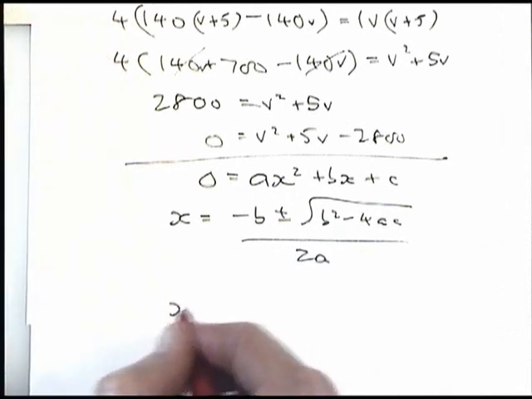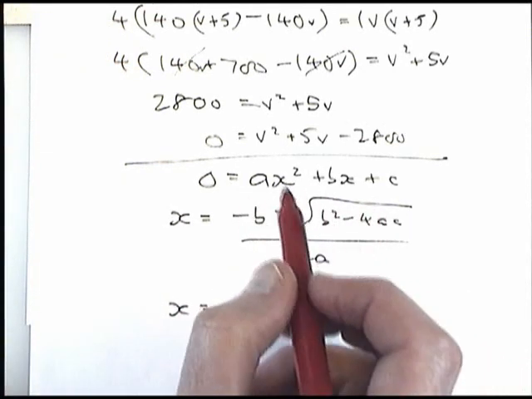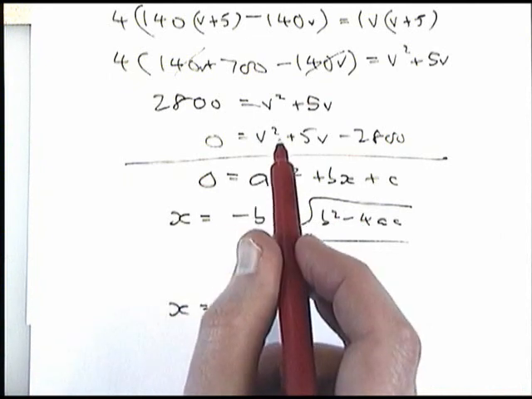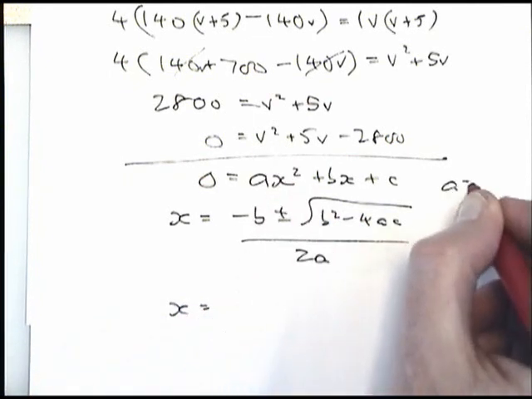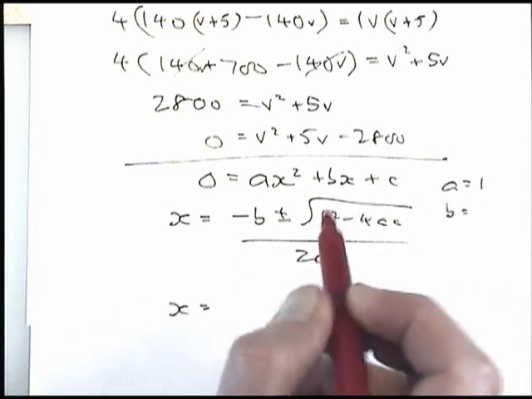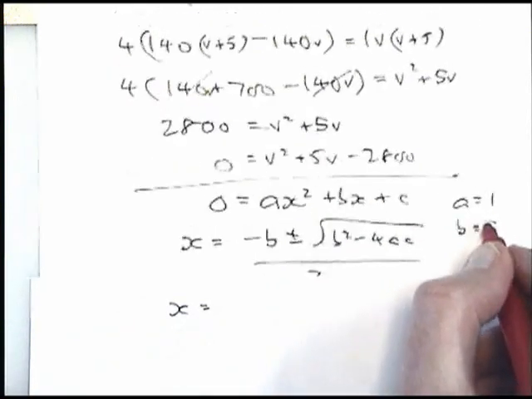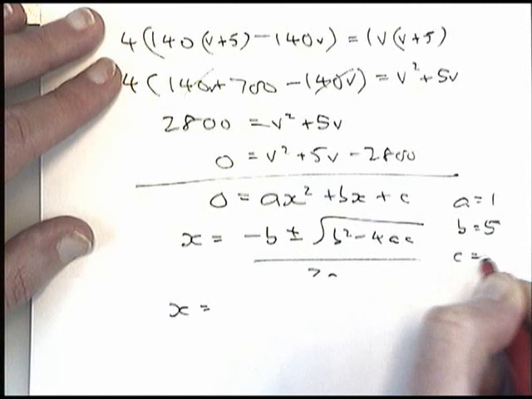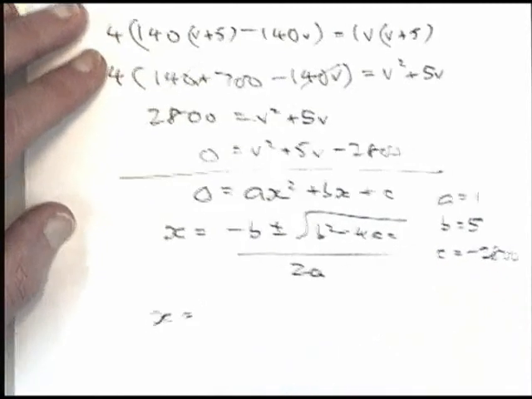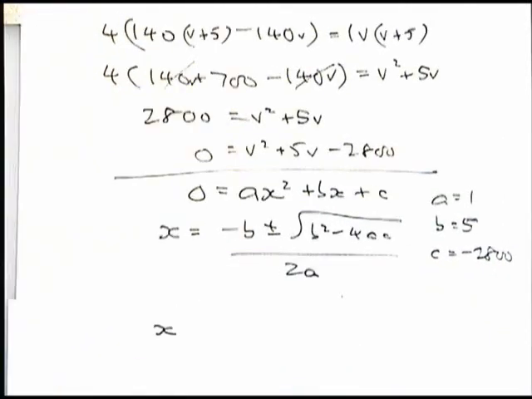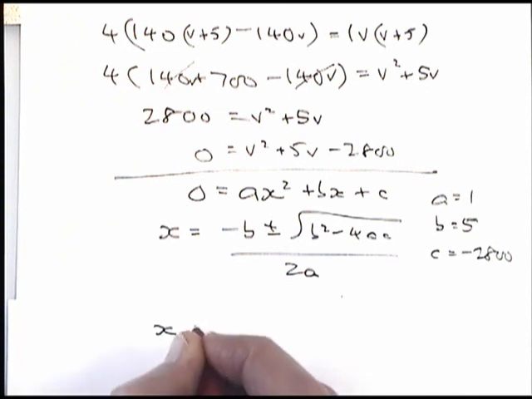So if I stick those values in, v is 1v squared, so a is going to be 1. I'll just write a note of that over here. B here is the amount of v's, that's 5. And c will be minus 2,800. Those are the values I'm putting in the formula. Okay, so start with the substitution.